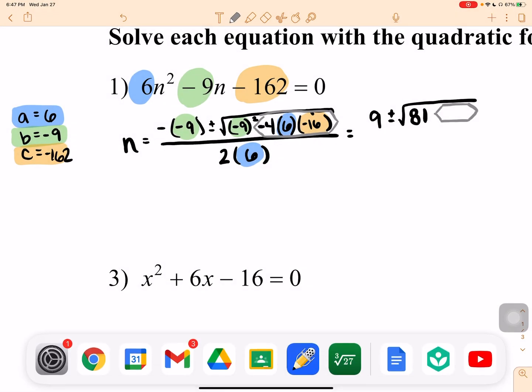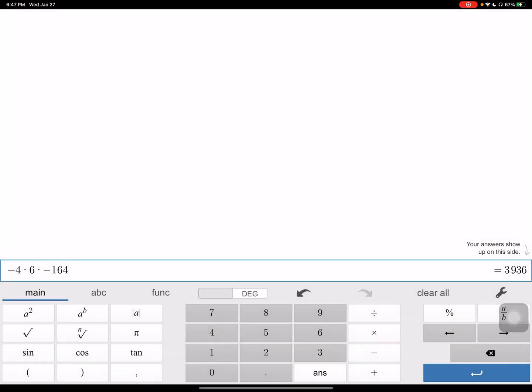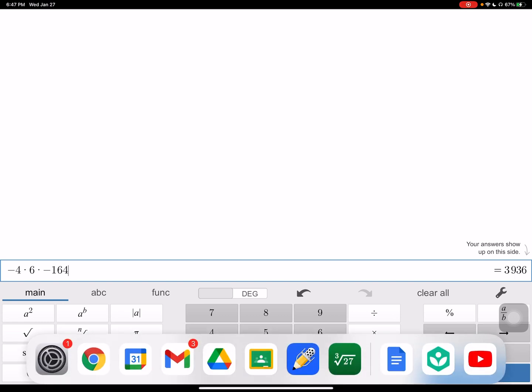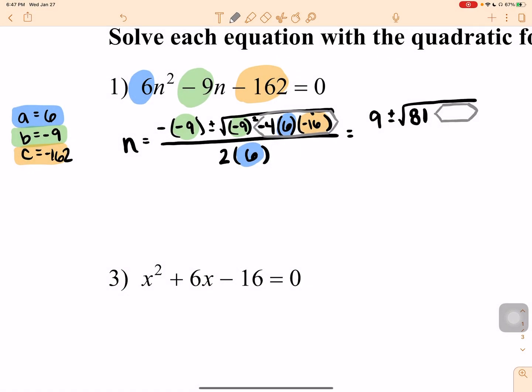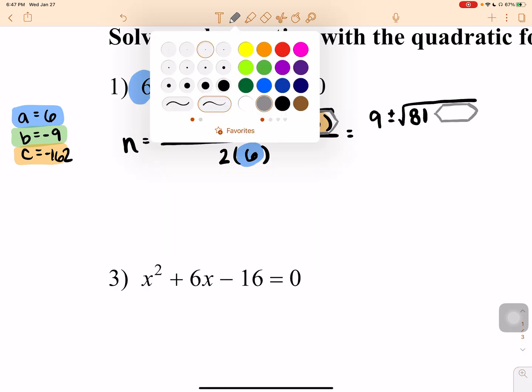So negative 4 times 6 times negative 16. Oh wait, negative 162. Oh my gosh, am I tired or what? I'm coming up with numbers here.